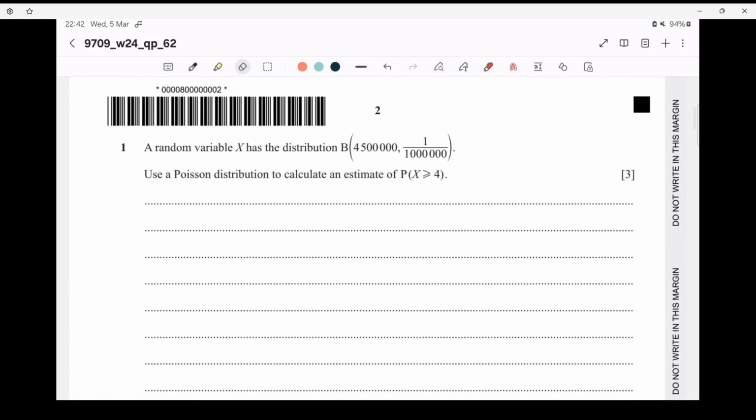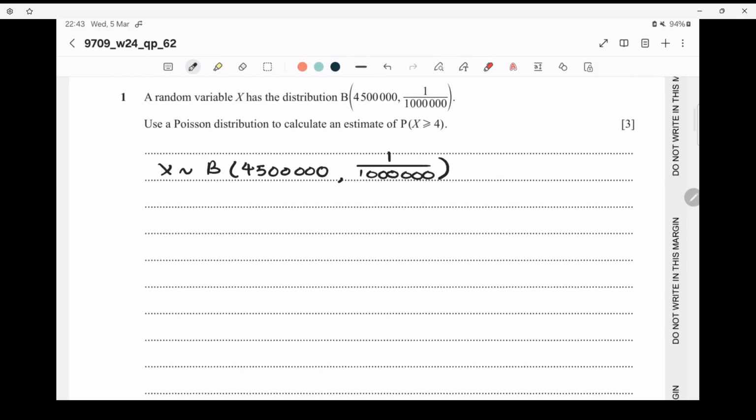So question 1, you have a random variable X with the distribution, 4, 5, 0, 0, 0, 0, 0, and then this. So use a Poisson distribution, so you can approximate this by multiplying n and p together. So this will then give you the Poisson distribution of parameter 4.5.